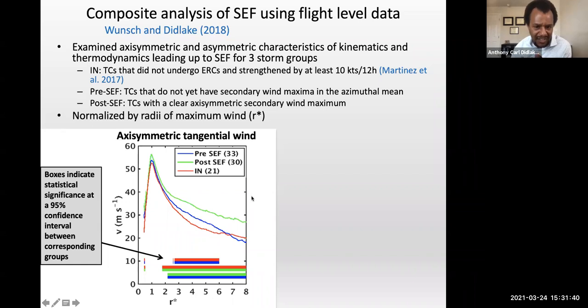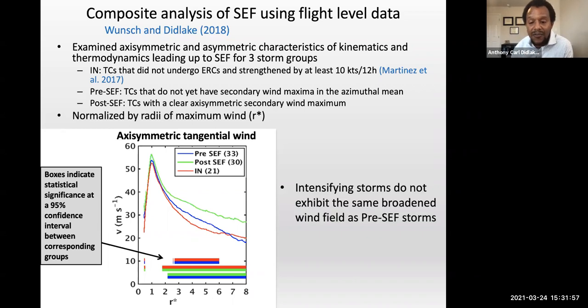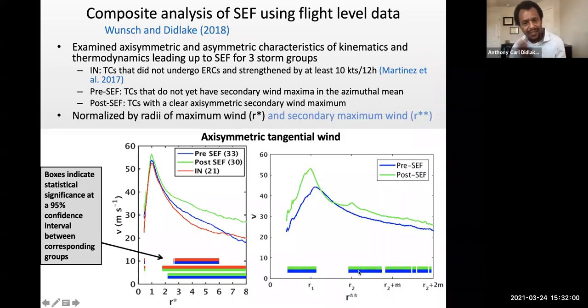Now, this normalization with just one radius of maximum wind here, R*, doesn't really capture what's happening at the radius of secondary eyewall formation, because that can vary from storm to storm. It does vary from storm to storm. So to account for that, we actually did a second set of normalization where we looked at R** instead of R*, where R** would be the radius at which the secondary eyewall eventually formed. And you can see that pre-SEF, there's not a clear secondary wind maximum at that point. It hasn't actually formed yet, but post-SEF, there is a small bump that represents where the SEF actually formed.